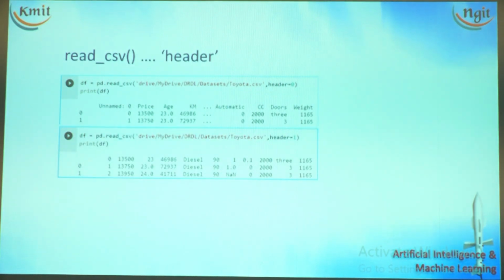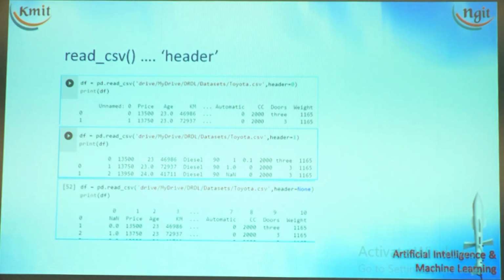What does this mean? Header. If I want to see the first 5 rows, then I give head. But why am I using header here? What does header do for me? When header equals 0, what is happening over here?